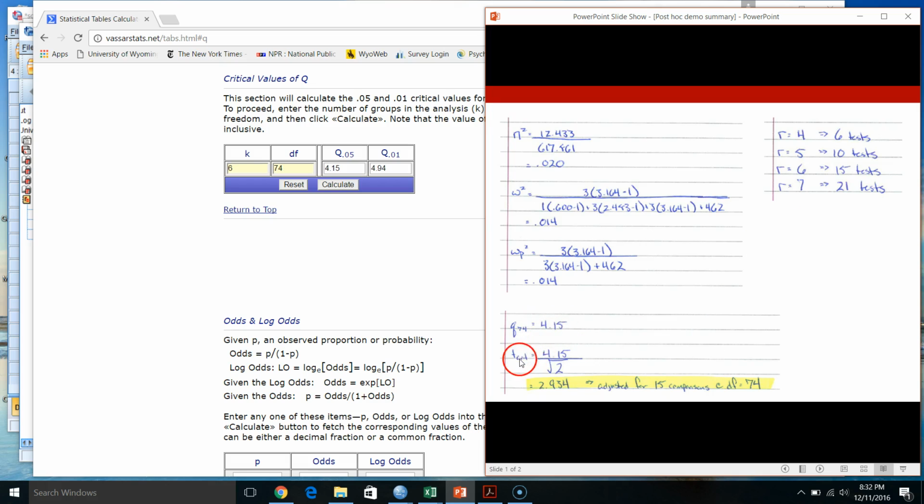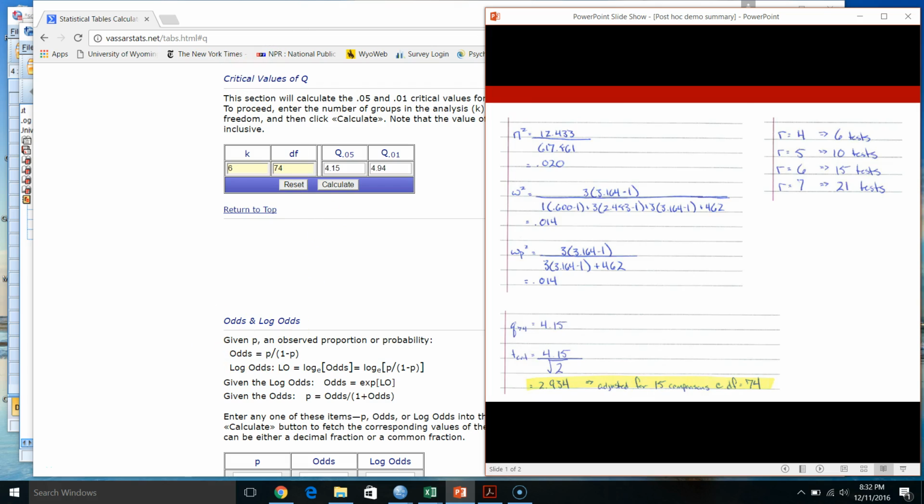Then take that critical Q value and translate it into a critical T. So take 4.15, divide it by the square root of 2, gives me a critical T of 2.934. Okay, so again, this is our new critical value adjusted for 15 comparisons at 74 degrees of freedom. Now we're a little liberal in terms of not correcting for exactly 16 comparisons, but we're also being a little more conservative because we're setting our degrees of freedom equal to the lowest value that we have.